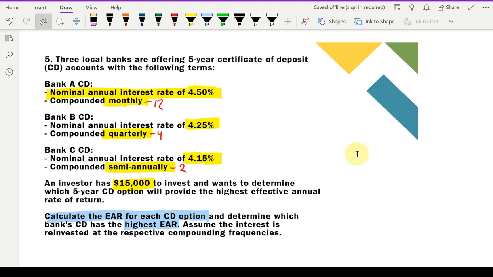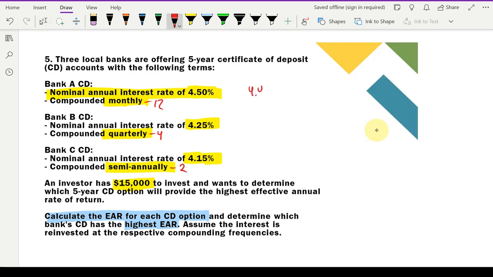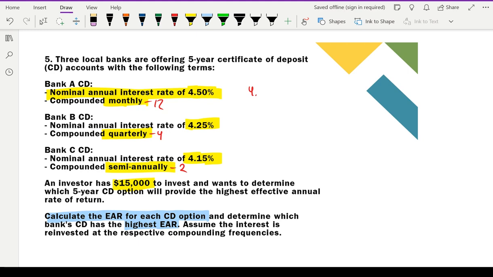So this is no different than the previous problem. Very straightforward. Second, clear any work. Let's start with the first one here. Bank A, compounding periods is 12, enter. The nominal rate is 4.5, enter. And then I'm going to compute the effective rate, 4.5940. Whoops, what was it? 4.5940. 4.5940%. Okay, this is the effective annual rate for each of these.